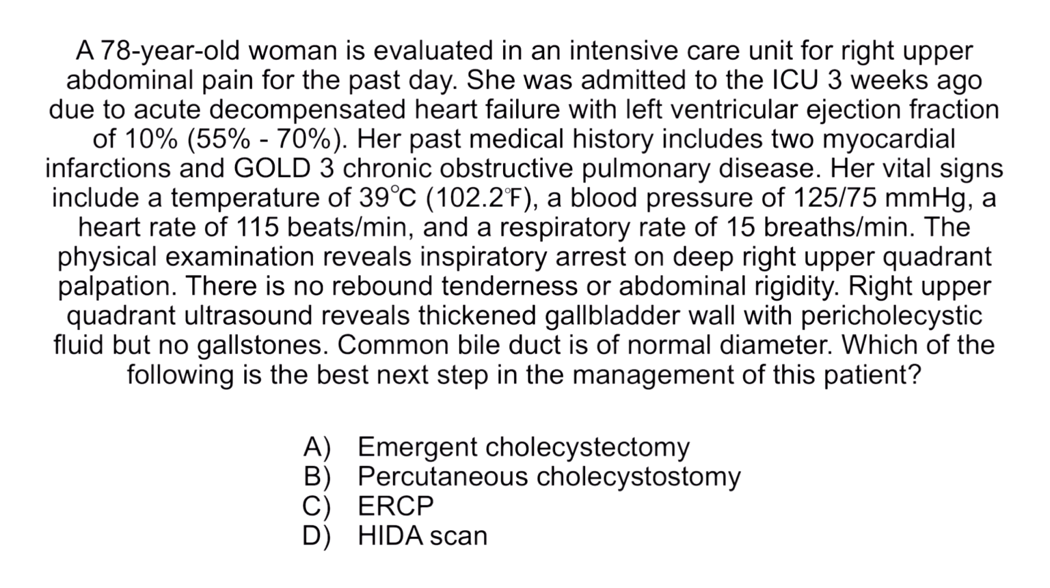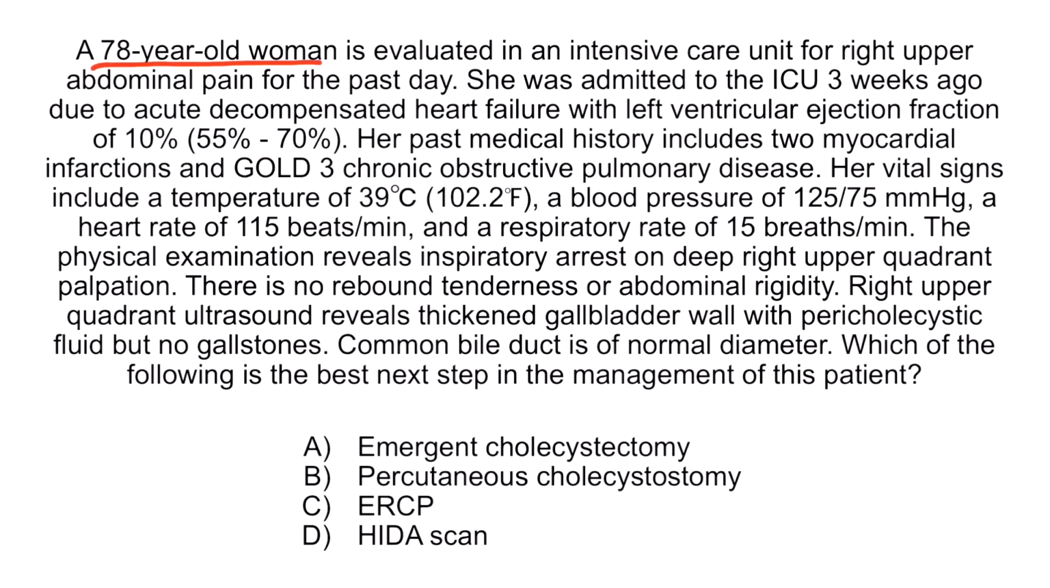Physical exam reveals inspiratory arrest on deep right upper quadrant palpation. There is no rebound tenderness or abdominal rigidity. Right upper quadrant ultrasound reveals thickened gallbladder wall with pericholecystic fluid but no gallstones. Common bile duct is of normal diameter. Which of the following is the best next step in the management of this patient? A. Emergent cholecystectomy. B. Percutaneous cholecystotomy. C. ERCP. Or D. HIDA scan.